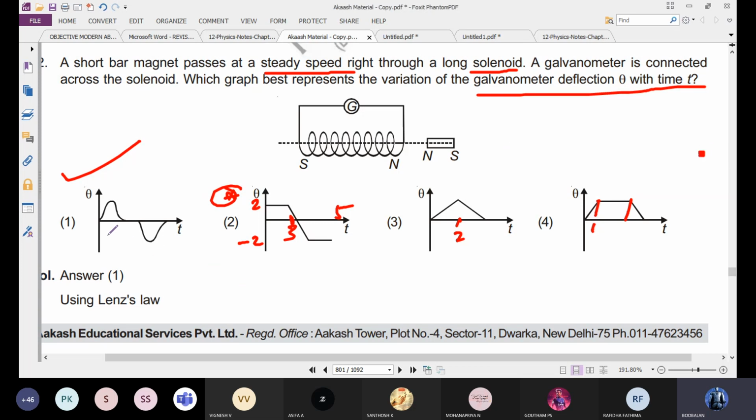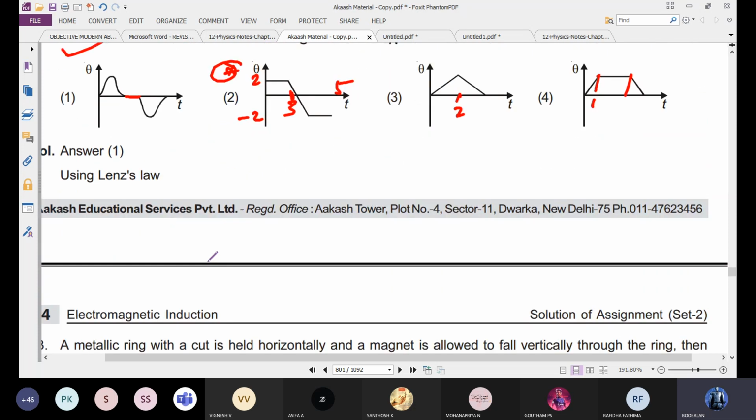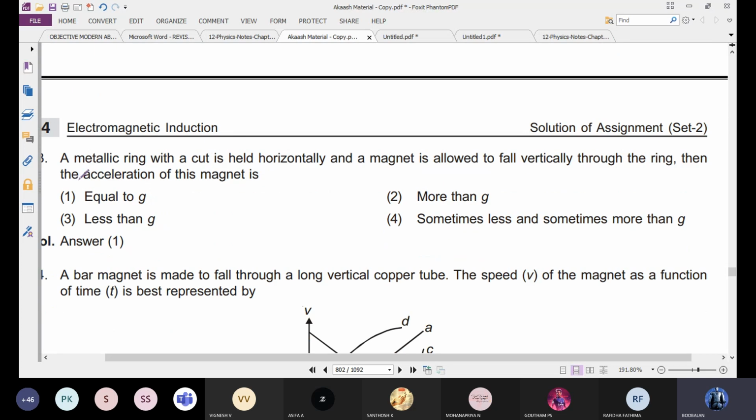Okay. Listen. Why the first one is right: as the magnet moves towards the coil, the deflection will increase. Again, inside the coil there are no changes, so it is neutral. After it moves away from the coil, the polarity will be changed. So because of the changing polarity, it will become a negative slope. Okay, so next one.